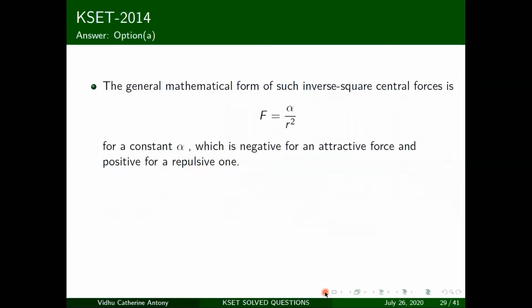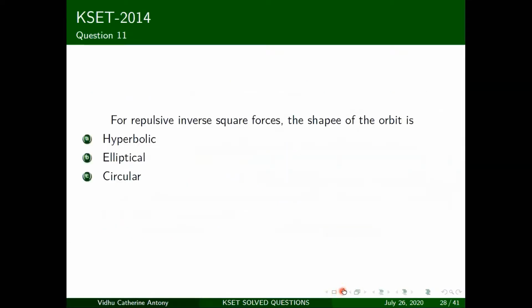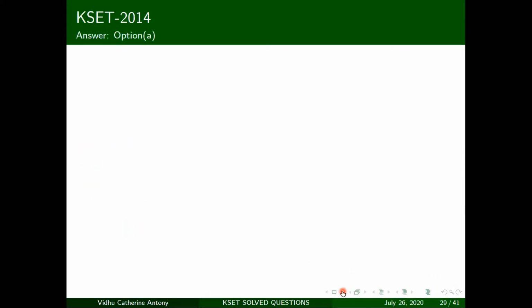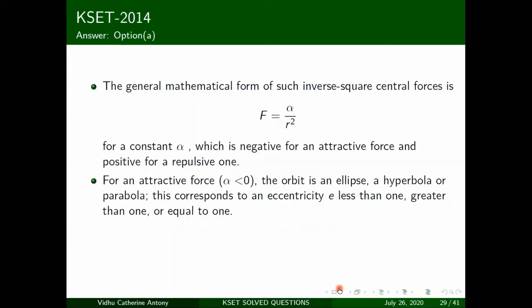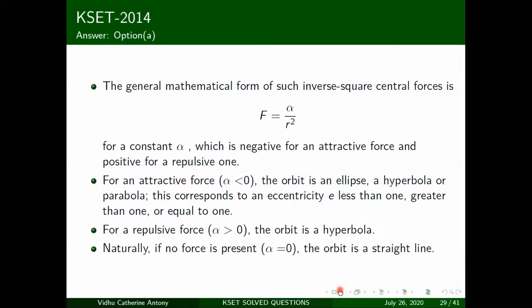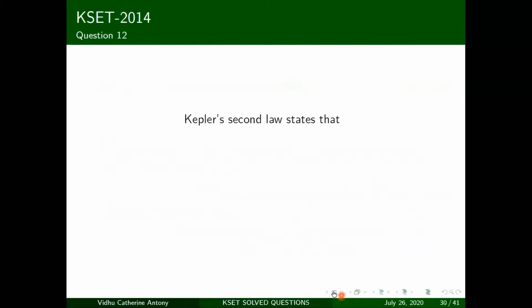So let's look back at the question. What have they said here? They've said for a repulsive inverse square force, the shape of the orbit is always hyperbolic. In the other situations, you can get different types of conic sections, but here whenever it's repulsive, you end up getting a hyperbola. If there is no force present, then you end up getting a straight line. So this is quite easy. You can do it within minutes.